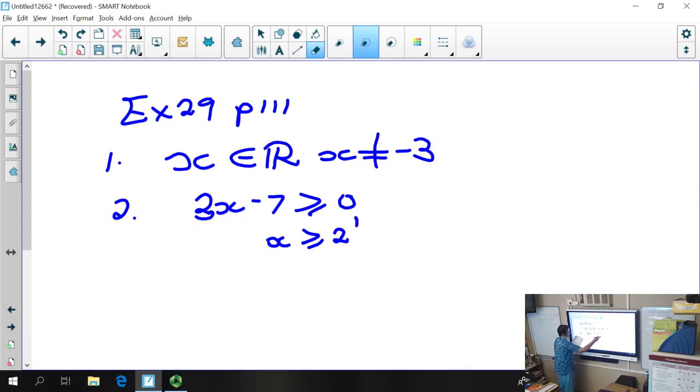Two and a third. Yeah, 2 and a third, or 7/3, doesn't matter. That's the restriction. So x must be more than or equal to that 2 and a third. Right, number 3. Look at that one. No restriction at the top.